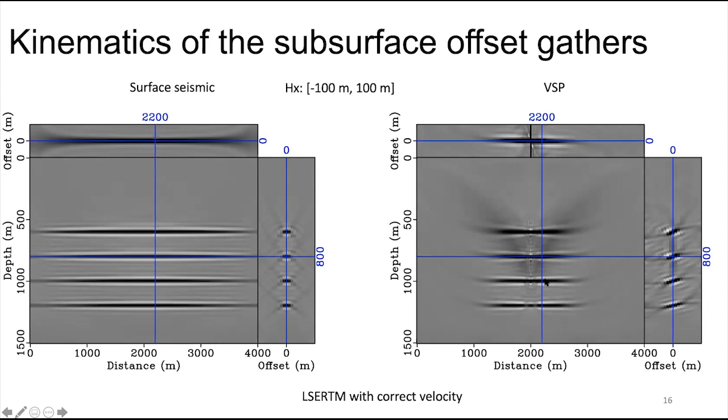As in the previous case, most of the entries in the subsurface offset common image gathers are focused at h equals 0 in the surface seismic survey. However, in the VSP survey, the entries in the subsurface offset common image gathers are still distributed on lines with slopes. In addition, the slope information is different compared with the previous case.